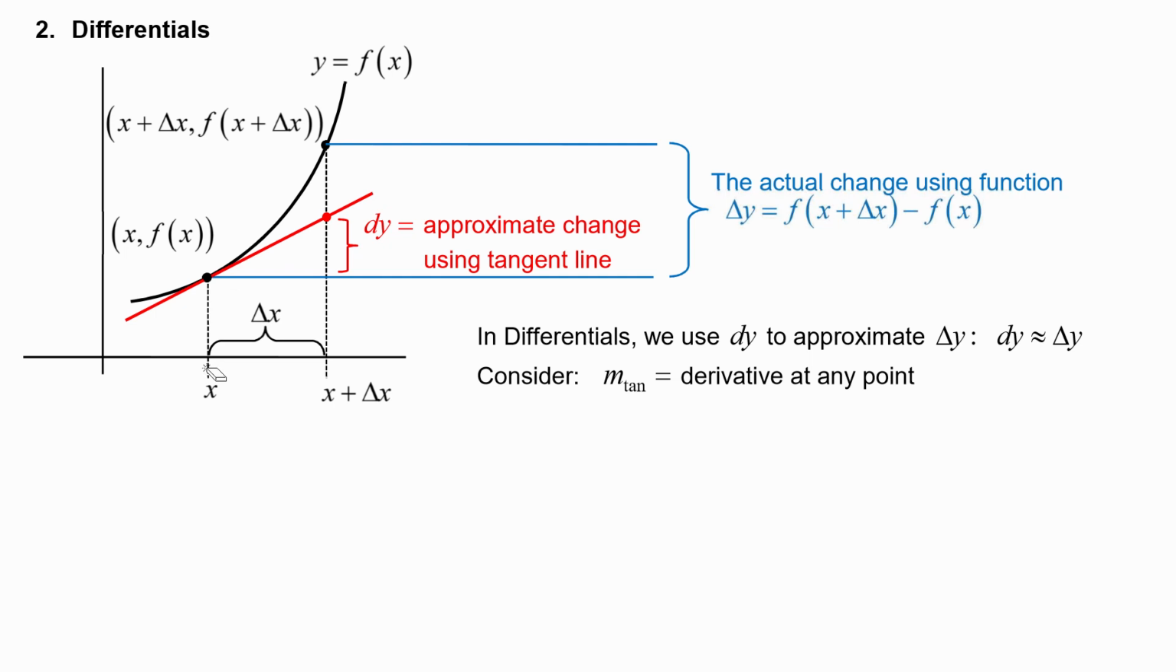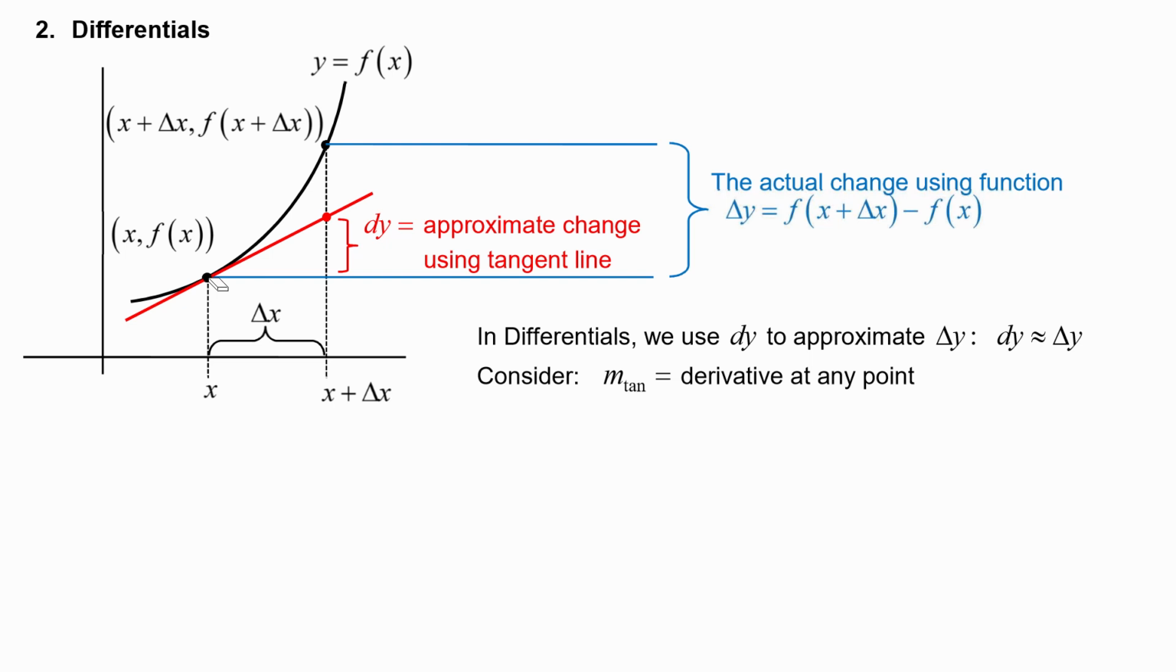And then from x, we're going to go over a small distance, delta x, which means this x value is x plus delta x. If we go up to the function, then the coordinates of this point are x plus delta x, comma, f of x plus delta x.